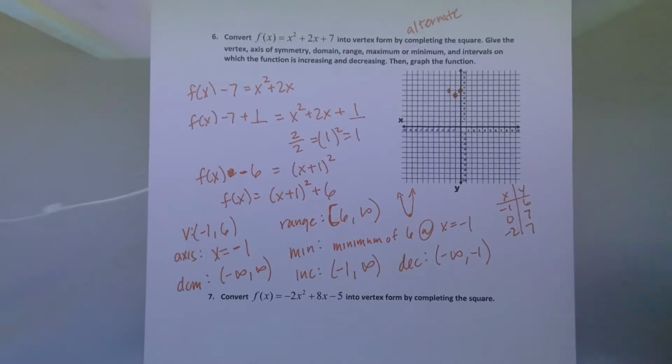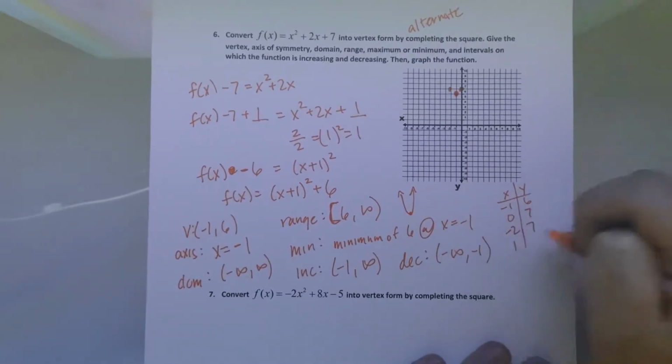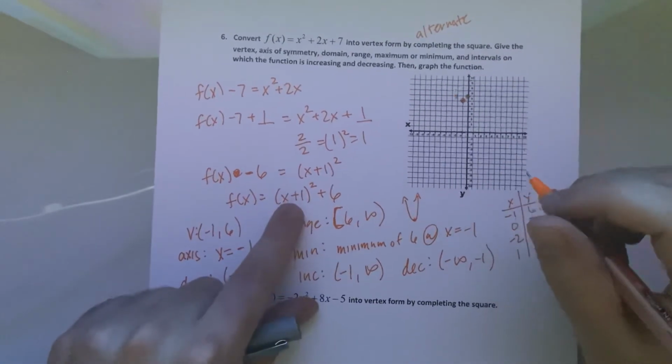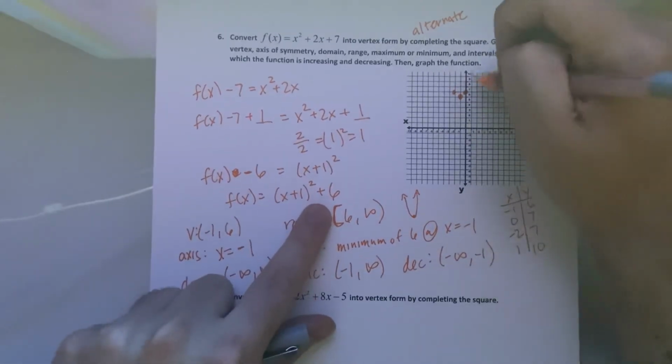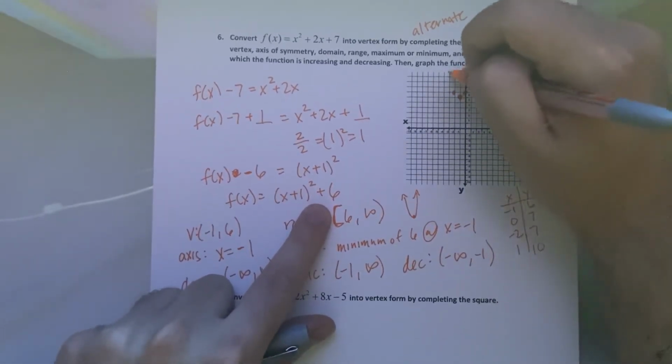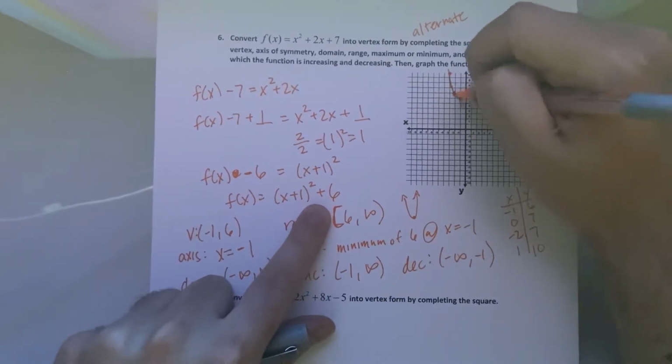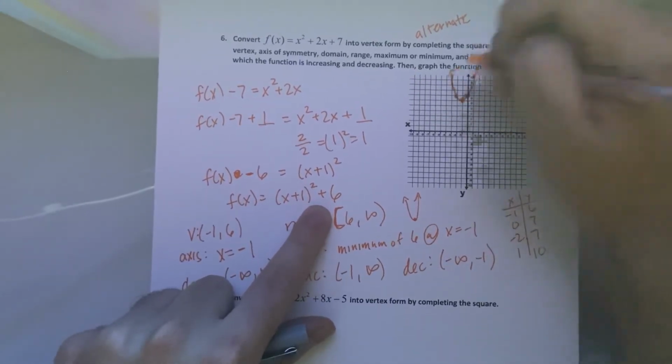And lastly, we can plug in one more point. Let's plug in 1. 1 plus 1 squared. So 2 squared is 4, plus 6 is 10. So we have 1, 10, which means we have negative 3, 10 as well. From here, it goes off the graph.